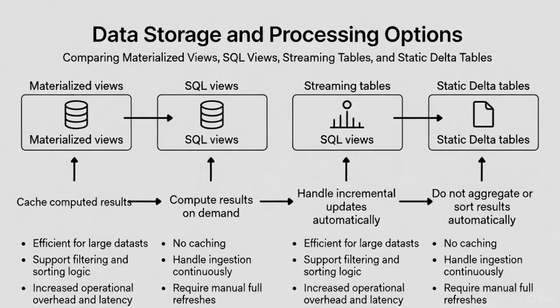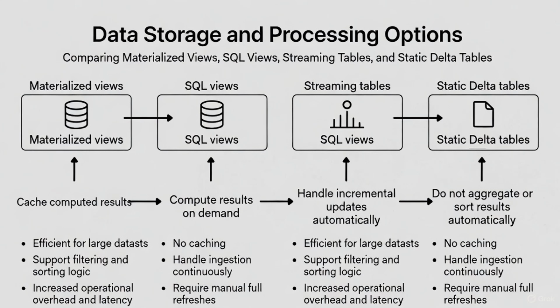Next up, streaming tables only. These are built for continuous ingestion, data streaming in real time, which is awesome for live updates. But here's the catch. They don't aggregate or sort results automatically. You'd have to add that logic yourself, and even then, they're not really set up to cache or handle incremental updates like a materialized view needs. They're more about keeping the data flowing than optimizing for analytics queries. So while they're great for certain use cases, they don't quite match what we're after here.